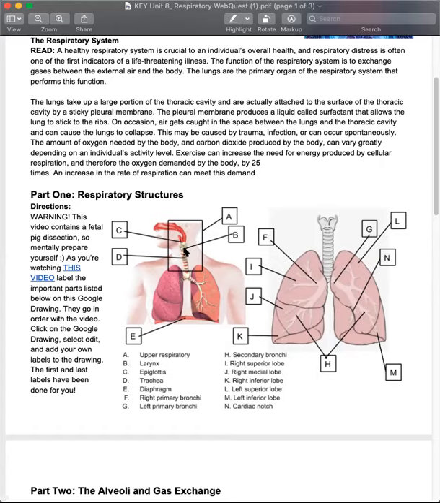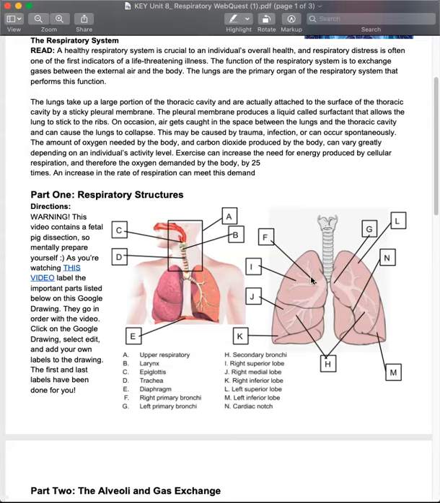B specifically is pointing to the larynx, which is the voice box. C is pointing to the epiglottis. So just above the voice box, there's a little flap that closes over your airway to prevent food from going down when you swallow. So that's called the epiglottis right there. D is the trachea. E is the diaphragm. So that's the muscle that assists in expanding the lung cavity when you breathe.